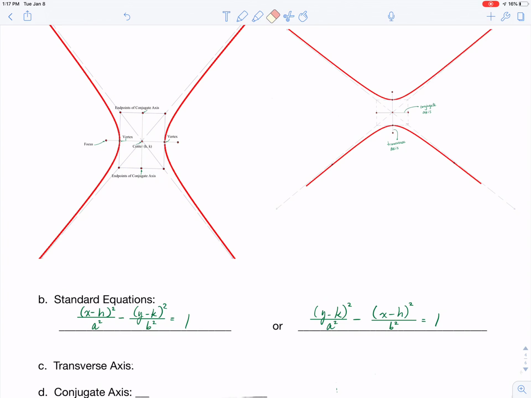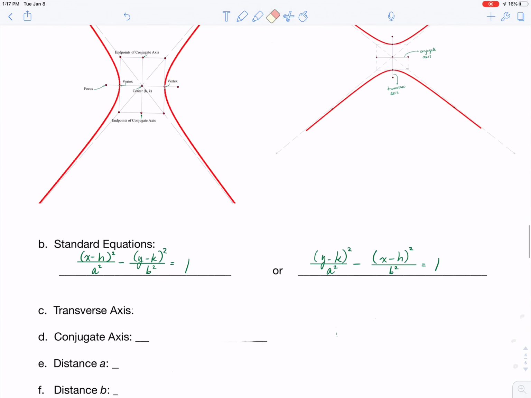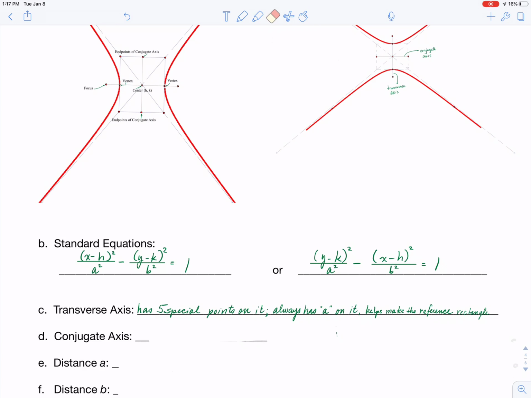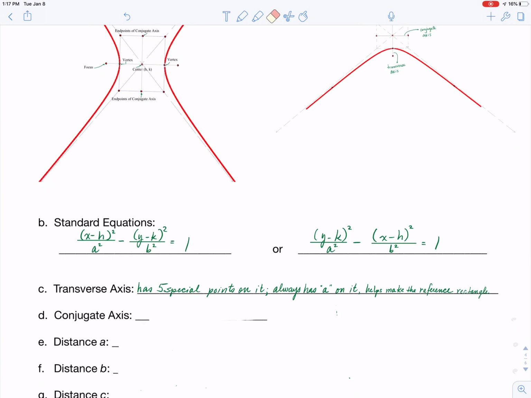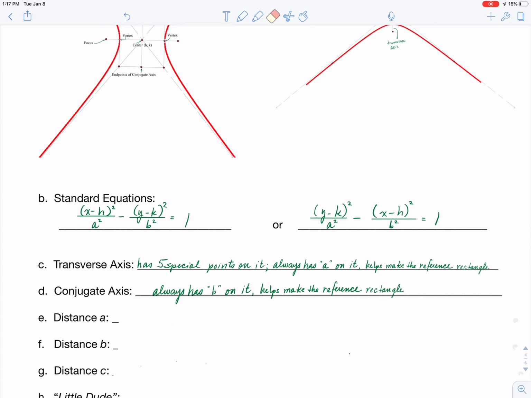All right, continuing on, let's talk about this transverse axis. I already mentioned it. It's got 5 special points on it. It always has the value a on it, and it helps us make our reference rectangle, that box in the center. The conjugate axis always has b on it, and it also will help us to make our reference rectangle.